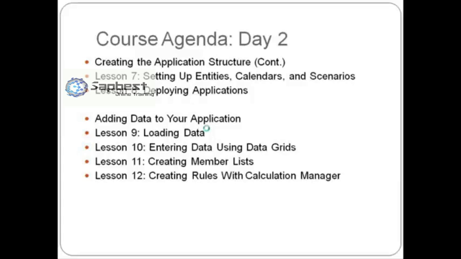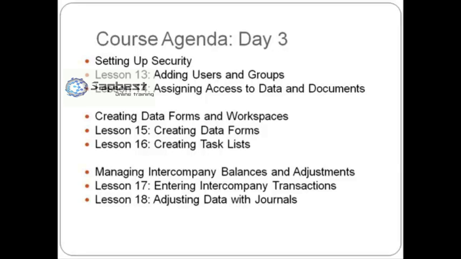Post that we will be working on your journal entries. First we will work on setting up security, where we'll talk about adding users, groups, and assigning data and documents. Once the application is ready, deployed, and data is there, it's time to add users and groups and provide them access. In lesson number 13 we will see how to add users and groups into the system. Then in lesson number 14 we will see how to assign those users or groups a set of data, documents, views, grids, or data forms, so that we can give them access. Without these things, users will not be able to work on the system.